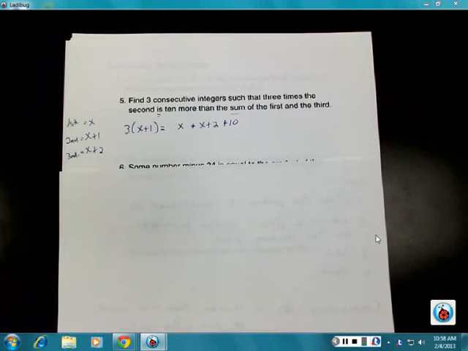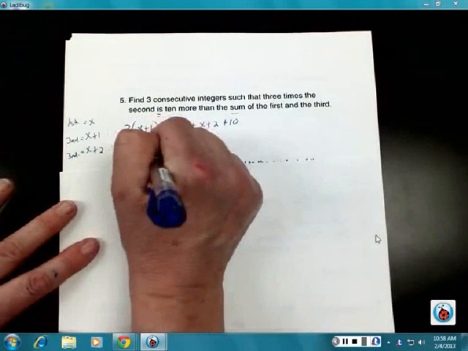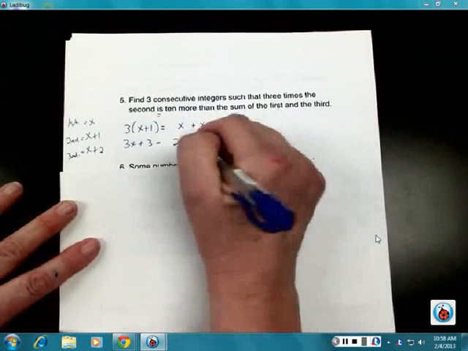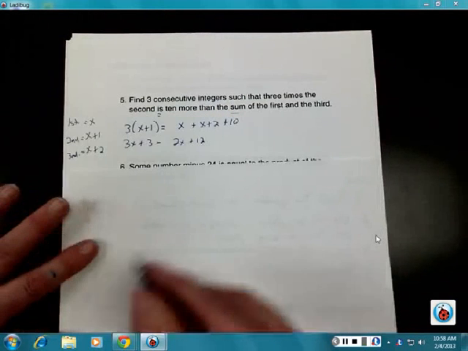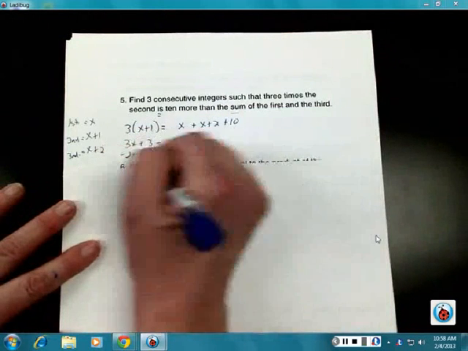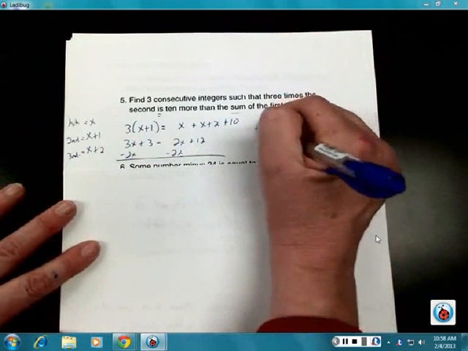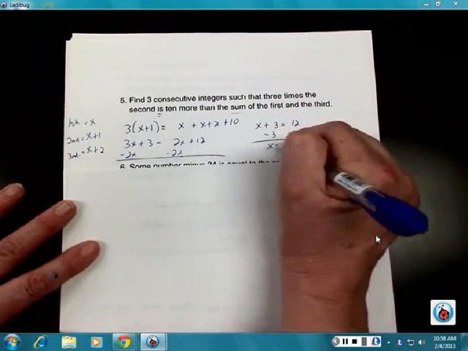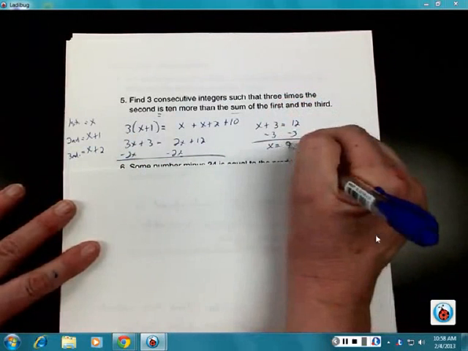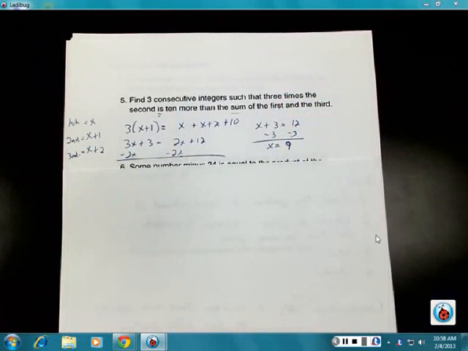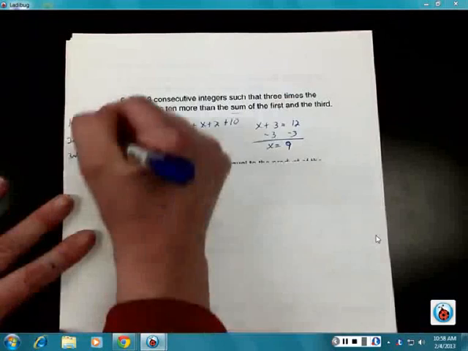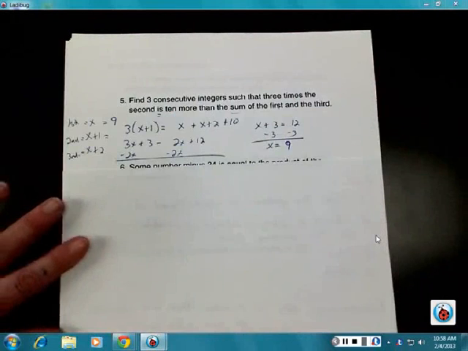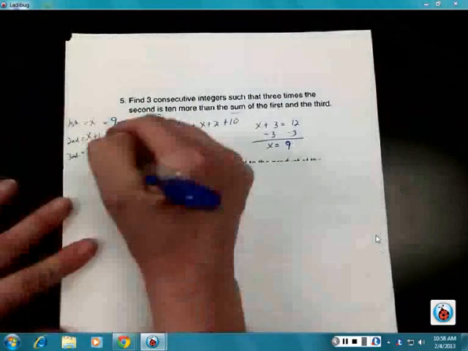And then you'd solve it. So I'd get 3x plus 3 equals x plus x is 2x, and 2 plus 10 is 12. Get my x's together. Minus my 3. So the first number is 9. First number is 9, second number is 10, and the final number is 11.